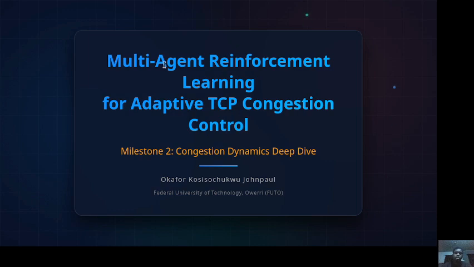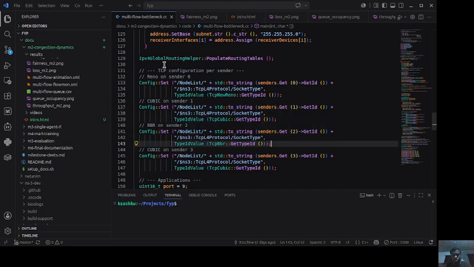So there are now four algorithms, actually three, but I added a second CUBIC flow so that there will be four senders that are just fighting for the same 10 Mbps bottleneck. I also tracked the queue size live, so I'm just going to show you what's happened, because I'm going to go to my code.